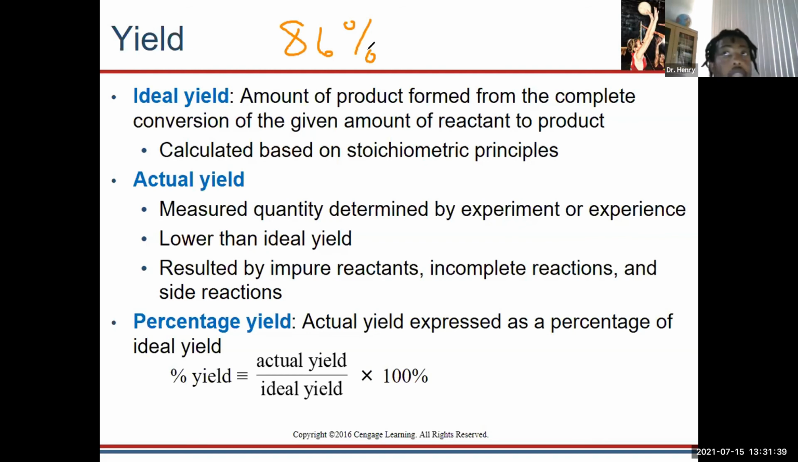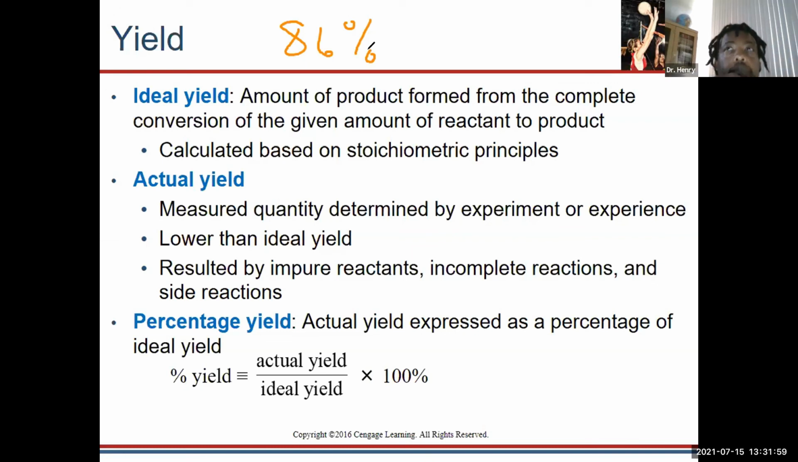So percent yield is your actual over your ideal. Now, if you get perfect, your actual and your ideal will be exactly the same. If it isn't perfect, then you're going to end up with less. Does that make sense?